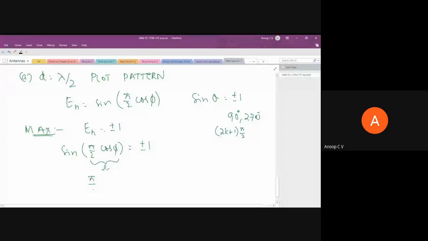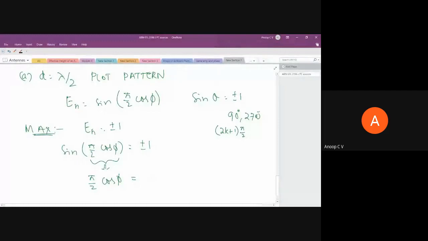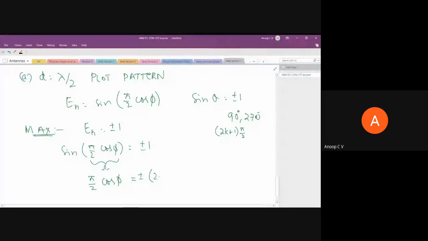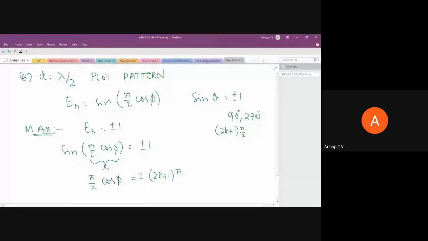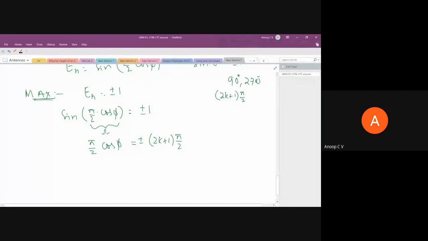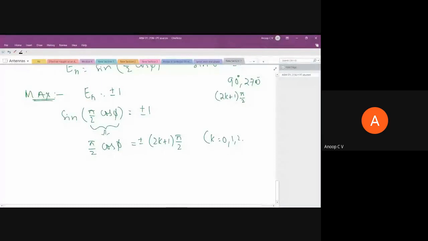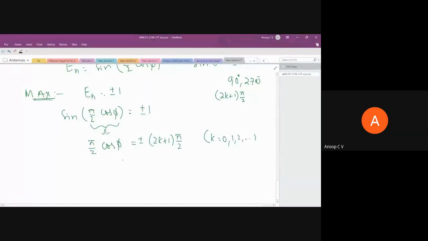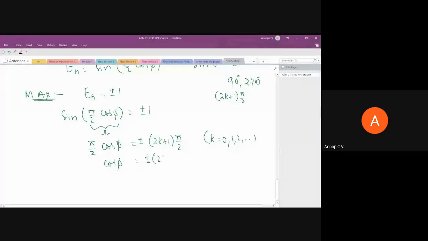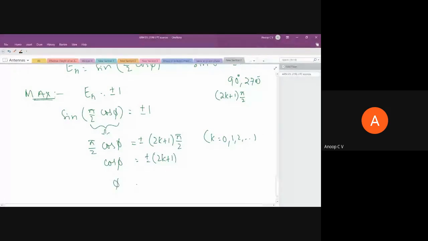So that something is nothing but pi by 2 cos phi. The argument of sine, pi by 2 cos phi, has to be plus or minus (2k plus 1) into pi by 2. So pi by 2 and pi by 2 get cancelled. We should always write k is equal to 0, 1, 2, etc. Which implies cos phi is plus or minus (2k plus 1), and phi is cos inverse of plus or minus (2k plus 1).